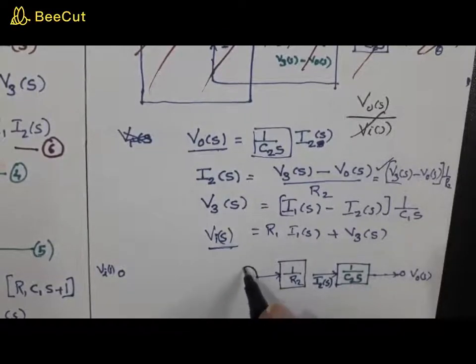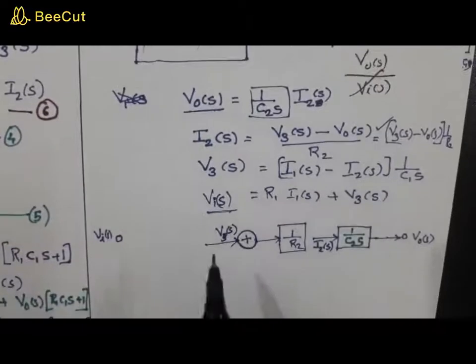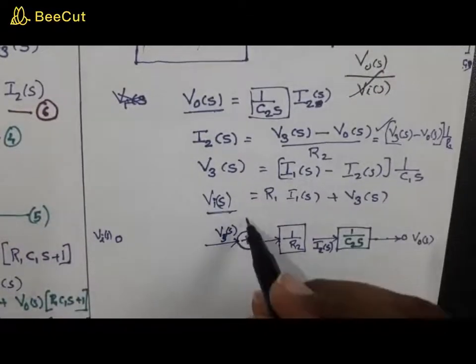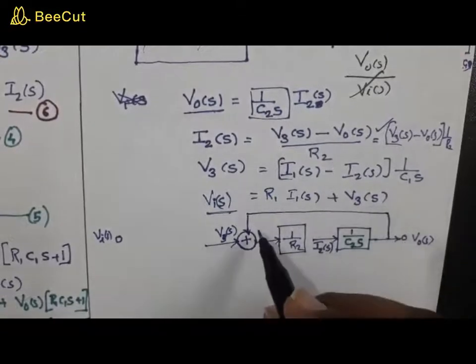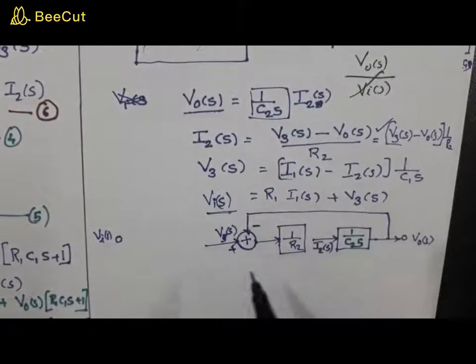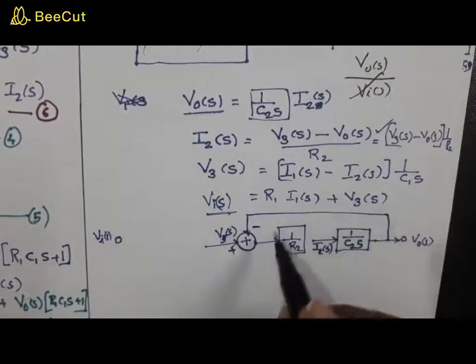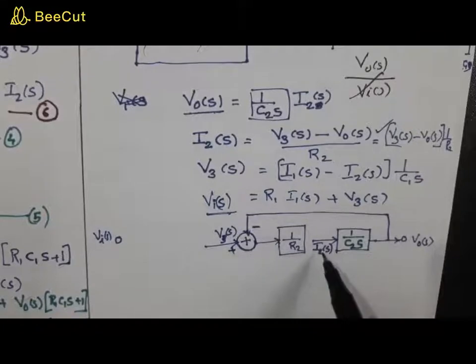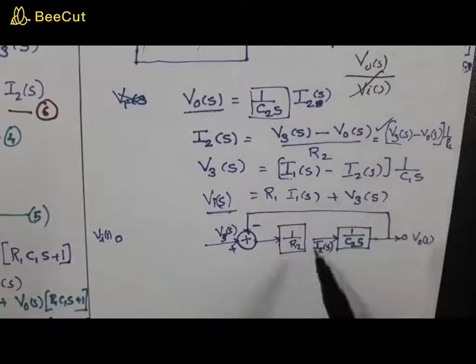Now you need to assume that the input has to be the output of a summer, where one input must be V3 of s, right? This has to be V3 of s. Then the next one you will get from this side, right? But you should put a minus sign here. So what will be the output here? This will be V3 of s minus V0 of s. And if it is to give I2 of s, that has to be multiplied by 1 by R2, right?